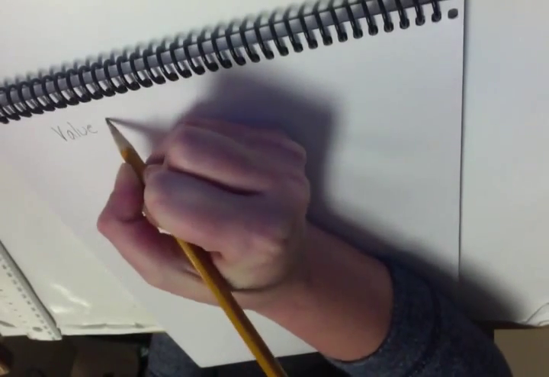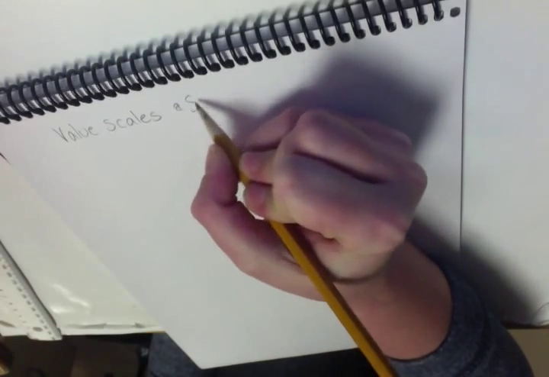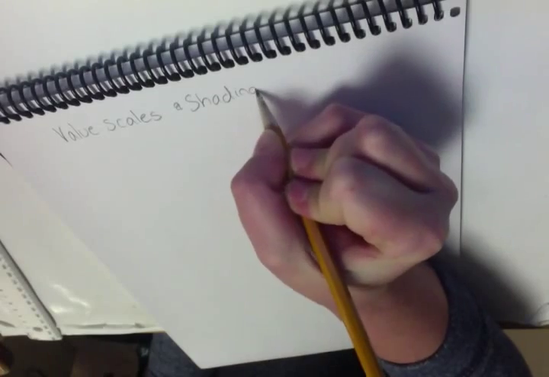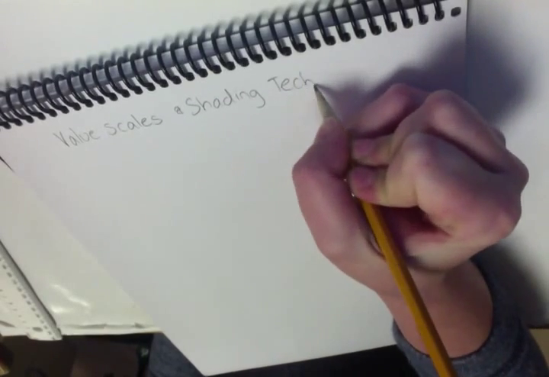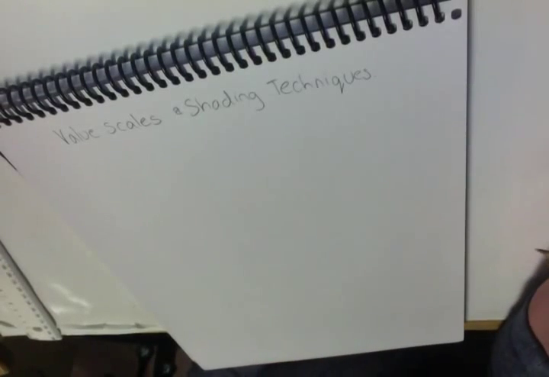So once you've got your blank page open, at the top of the page you're going to write what I've already written on the board: value scales and shading techniques. Can someone remind me, what is value? With a hand, please. What is value? Does anybody remember? We talked about it with our monochromatic silhouettes.